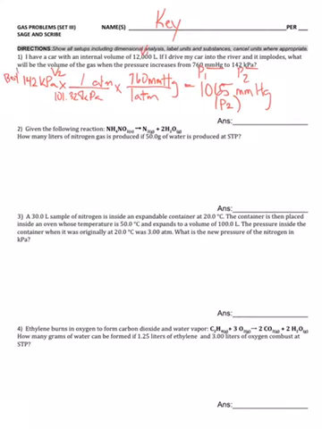This is a Boyle's law problem. So P1 is 760 millimeters of mercury, V1 is 12,000 liters, and then P2 is 1,065 millimeters of mercury, and I'm trying to solve for V2. And so V2, when I solve for it, is 8,600 liters.